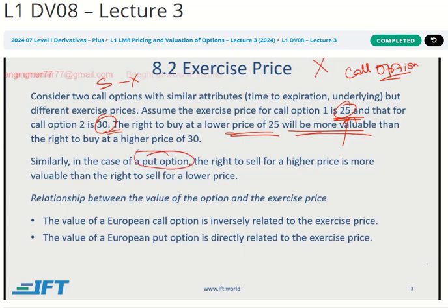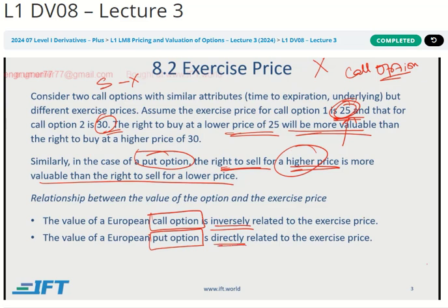But for put options, because this is giving us the right to sell, definitely we will want to sell at a higher price. So for put options, a higher price is more valuable, because we would like to have the right to sell at a higher price rather than a lower price. So therefore we can say for a call option, we want a lower price, so it is inversely related, and for a put option we want a higher price, therefore it is directly related. So the higher the price, the higher the value of the put option. But for a call option we want the lower price, because we want to buy at a low price, and a lower price will mean higher value for the call option.